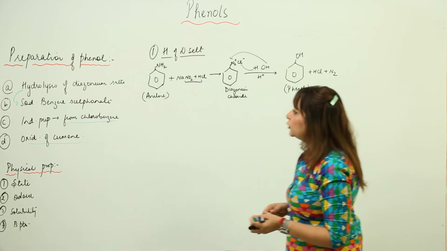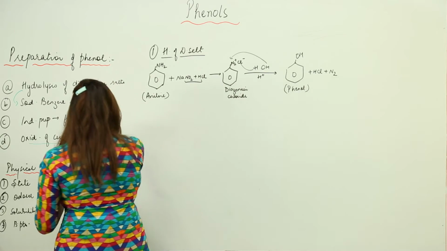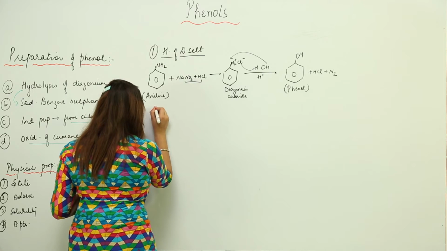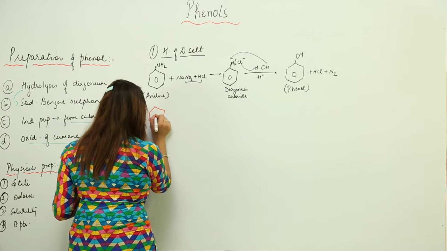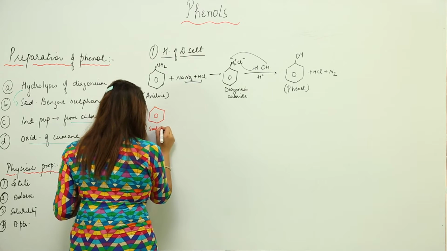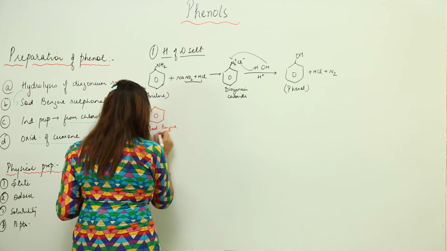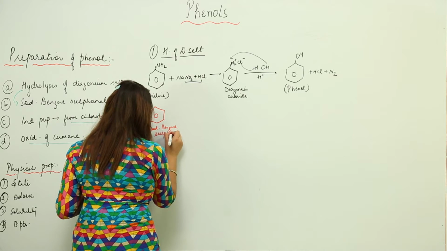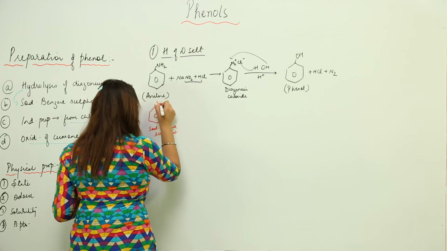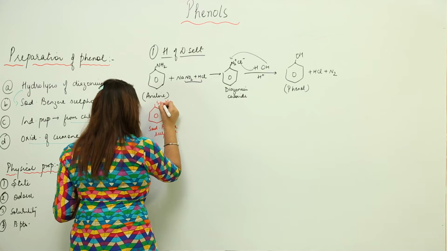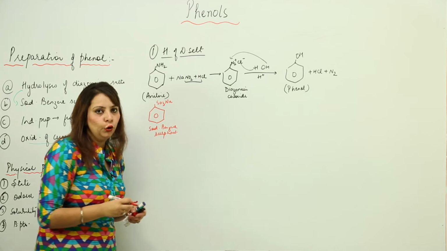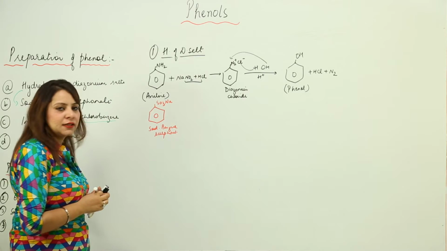Now second, we are going to prepare from the hydrolysis of sodium benzene sulfonate. So first let's see what is sodium benzene sulfonate. Any benzene ring which has the SO3Na group is called benzene sulfonate.